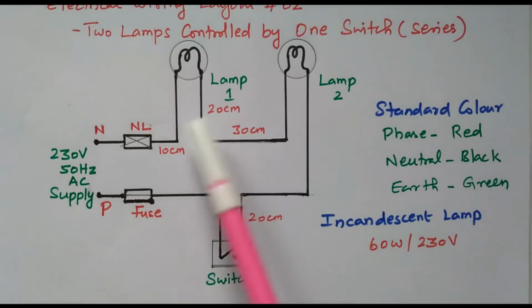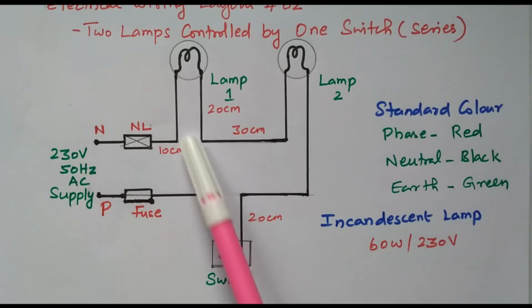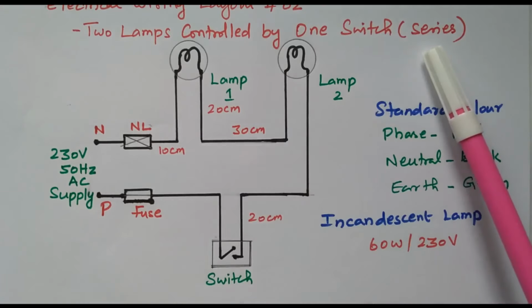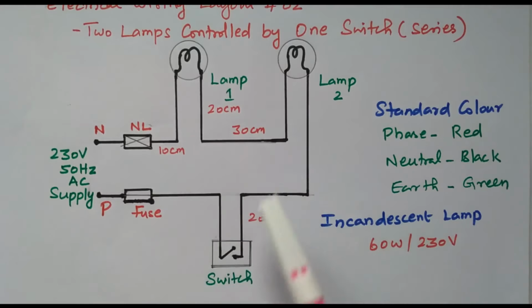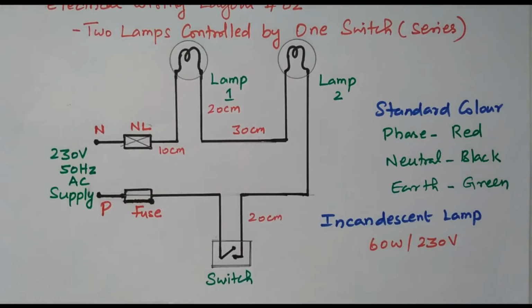But the voltage will be divided here. The current will be the same, because in a series circuit the current is the same. This 230 volt is shared by lamp 1 and lamp 2, so the brightness will reduce, because they are connected in series. Series circuit means the same amount of current, but the voltage will be divided. So by controlling the switch, we can control the glow of lamp 1 and lamp 2. Both are connected in series.